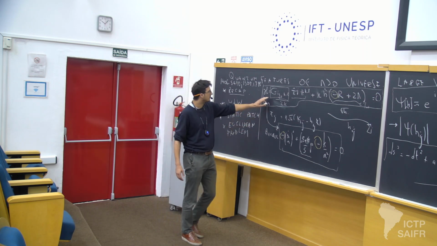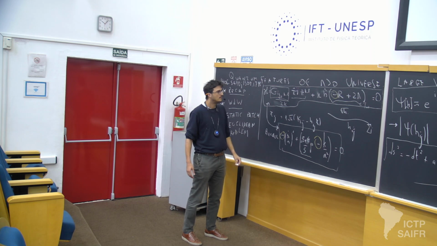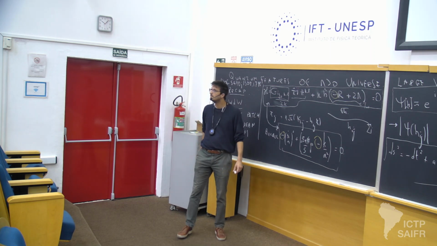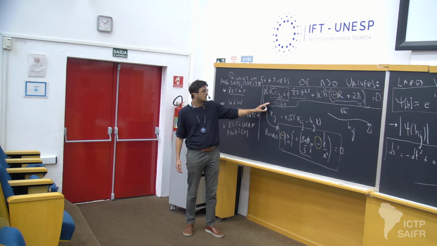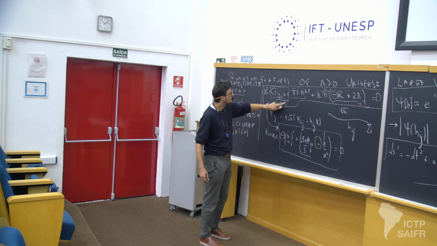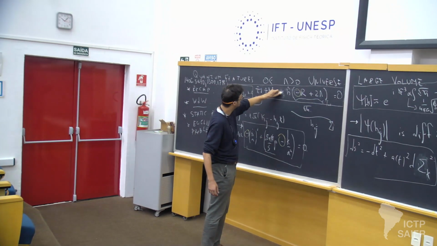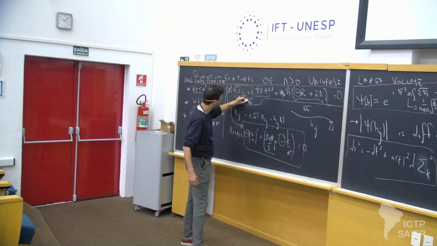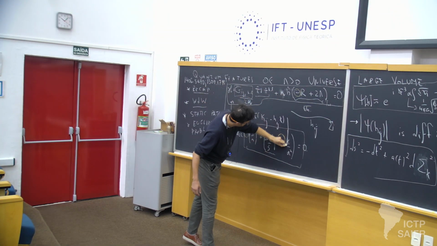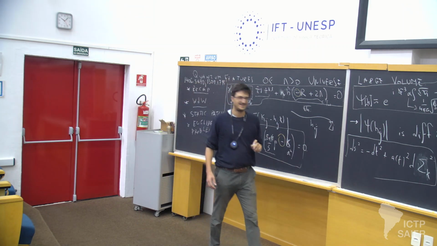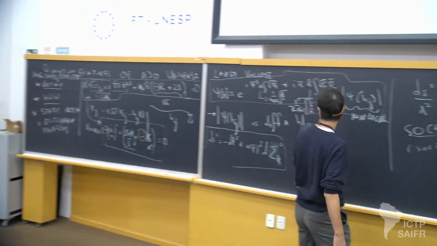Because if K in the first term of the Hamiltonian equation is 1 over K, yes? No, this is kappa. Ah, okay. Oh, sorry. Let me be more careful. Well, the rest is the same. Ah, okay, great. Thank you.